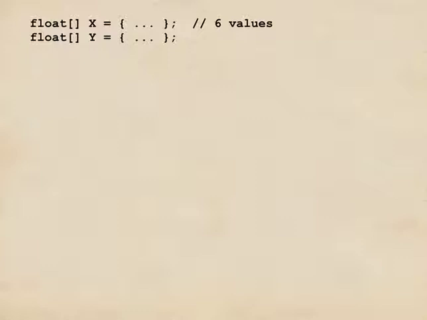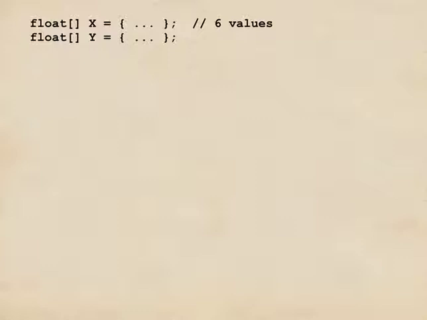Again, ridiculously short names, but I want everything to fit on the screen. In this example, X and Y will each have 6 values. The first value in X and the first value in Y will be the XY coordinates of the first vertex. Then the second value in X and the second value in Y will be the X and Y values of the second vertex, and so on.